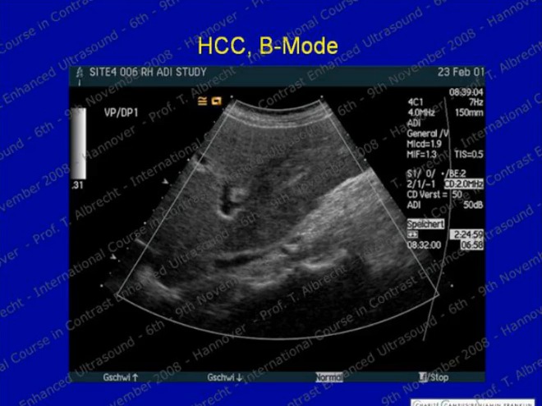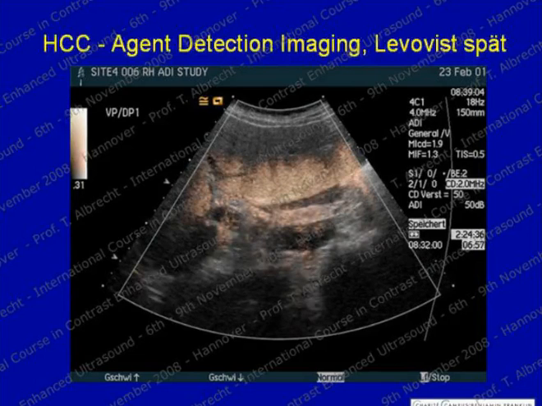Here is a patient with a large HCC, and this is the late phase, showing very beautifully not only the lesion, but also multiple satellite lesions around this HCC, which were completely invisible. So again, in this case, there is no contrast uptake of the lesions in the delayed phase. If you have that, it's very nice for detecting, but it's not always the case.